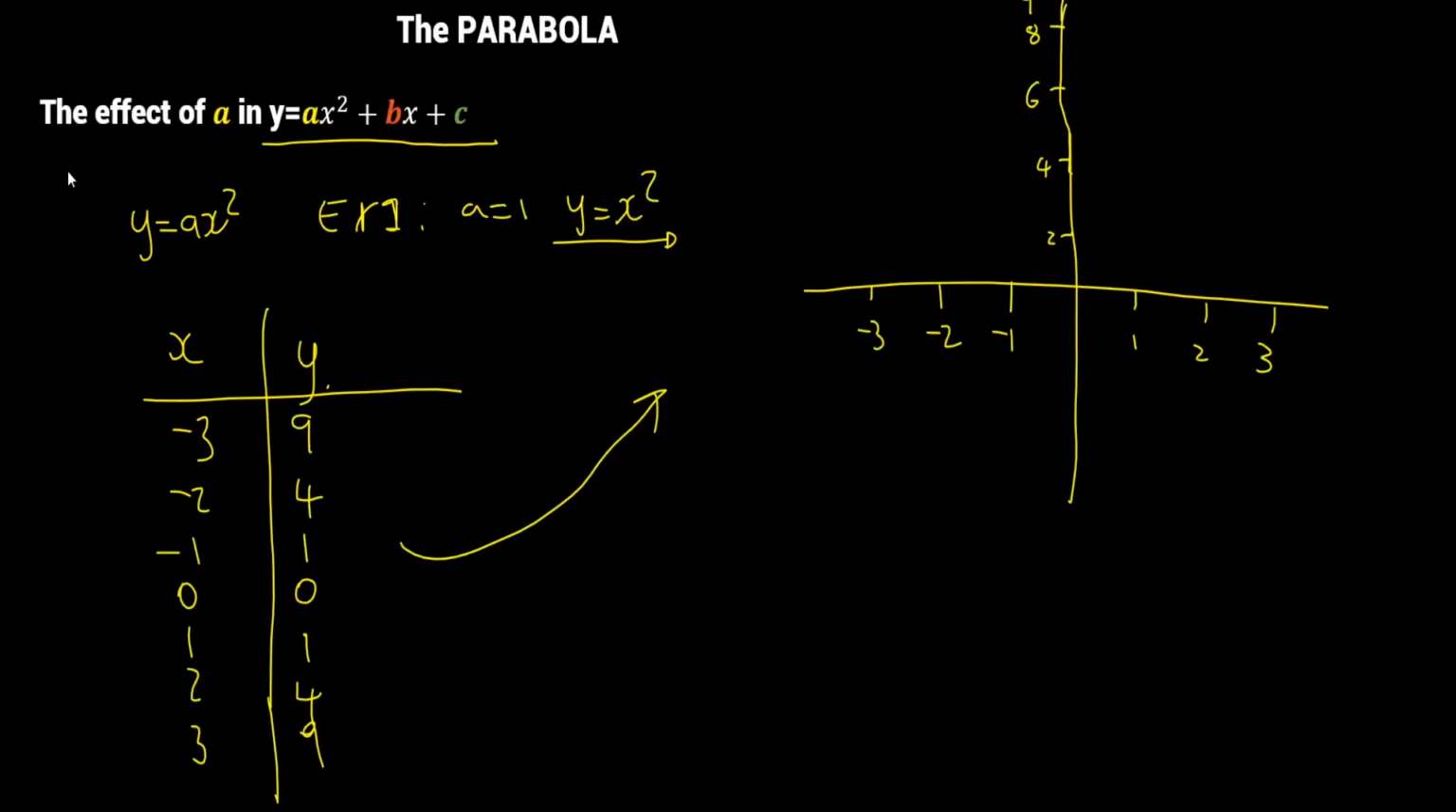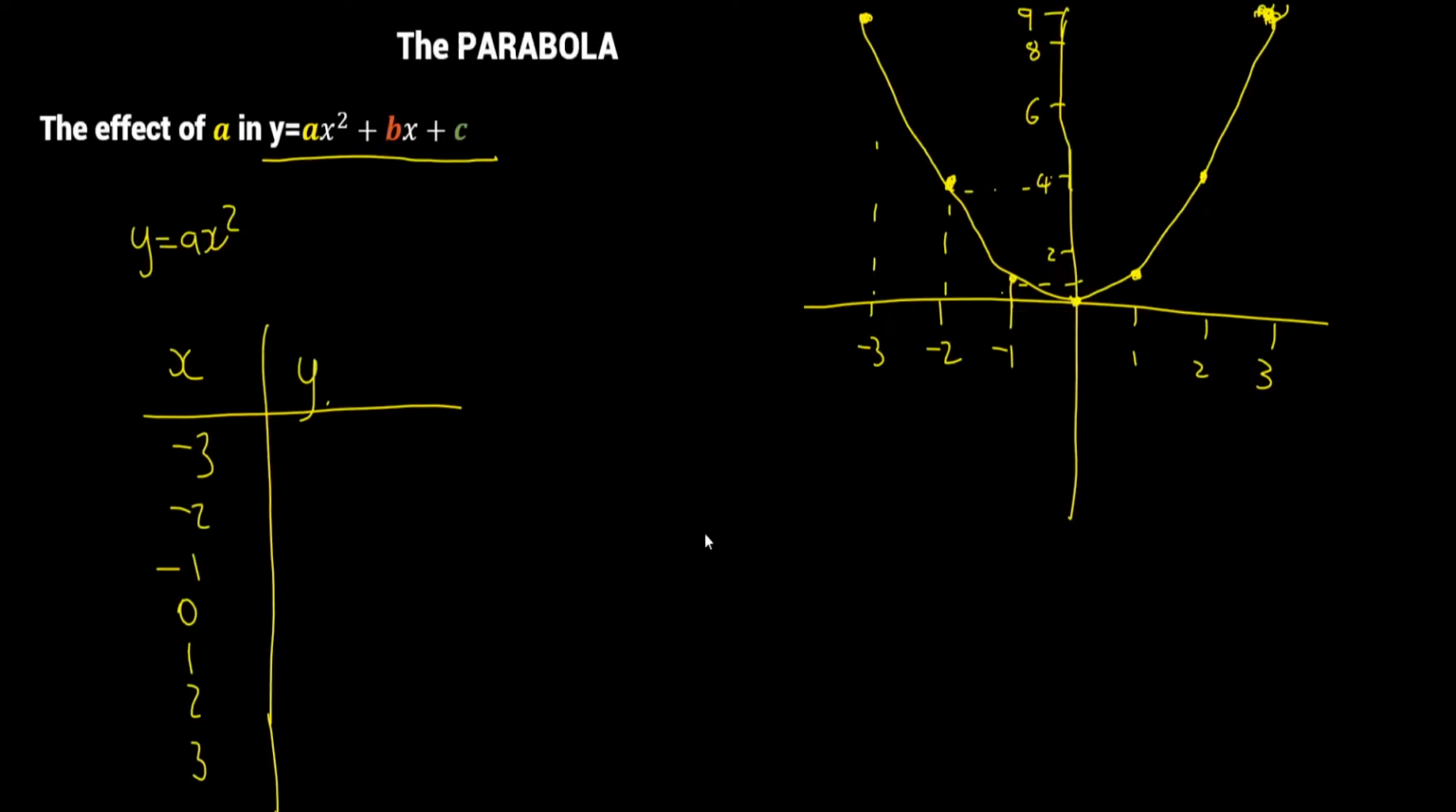So for minus 3, we have that point 9. And for minus 2, we have 4. For 1, we have 1 here. And that is the graph for y equals x squared.